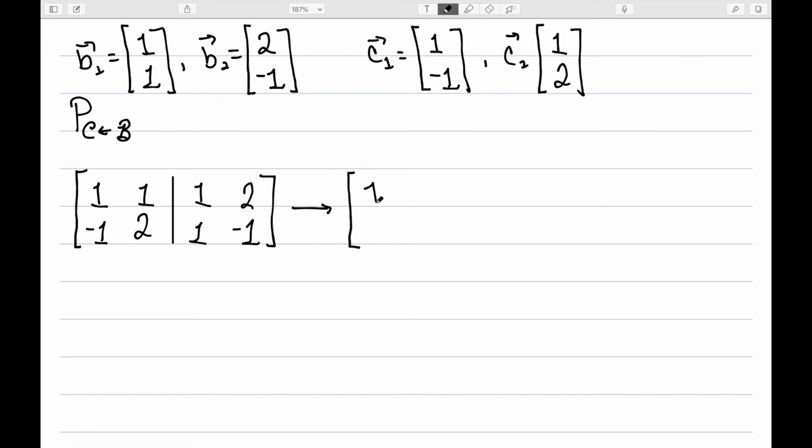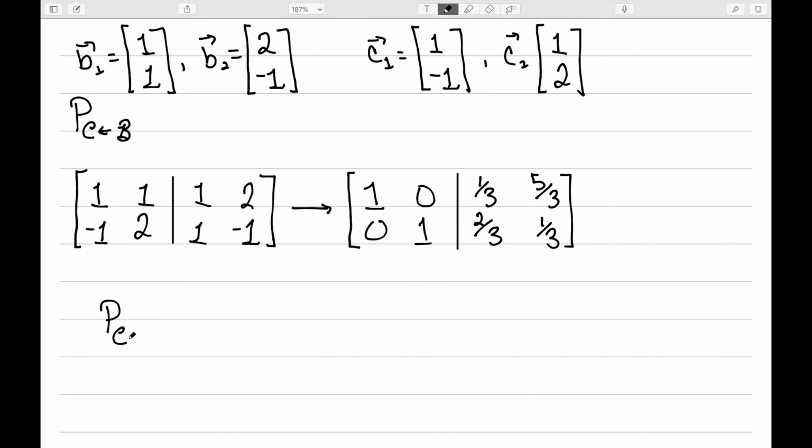When we do, we get 1, 0, 0, 1 on the left. The right-hand side becomes 1/3, 5/3, 2/3, and 1/3. Therefore, my change of coordinate matrix to go from B to C is given by this right-hand side: 1/3, 5/3, 2/3, and 1/3.